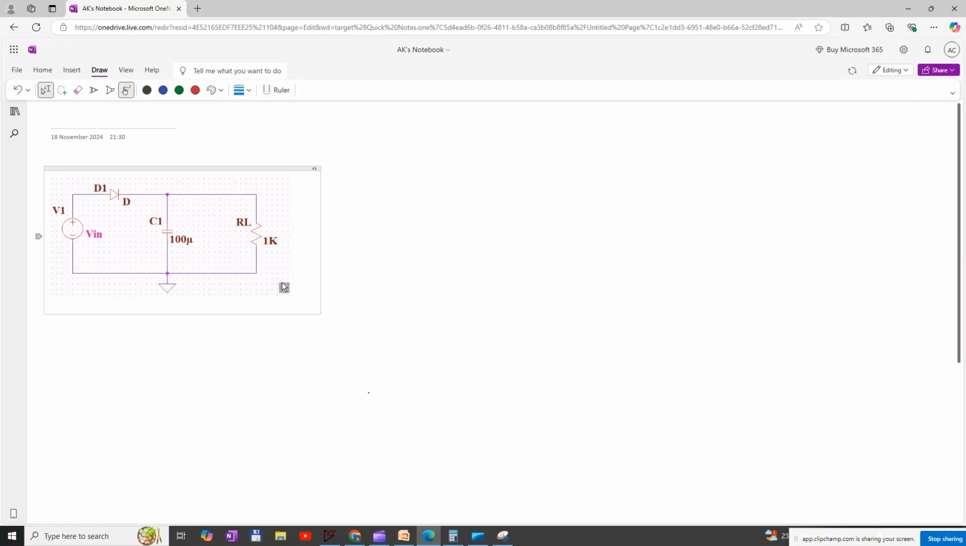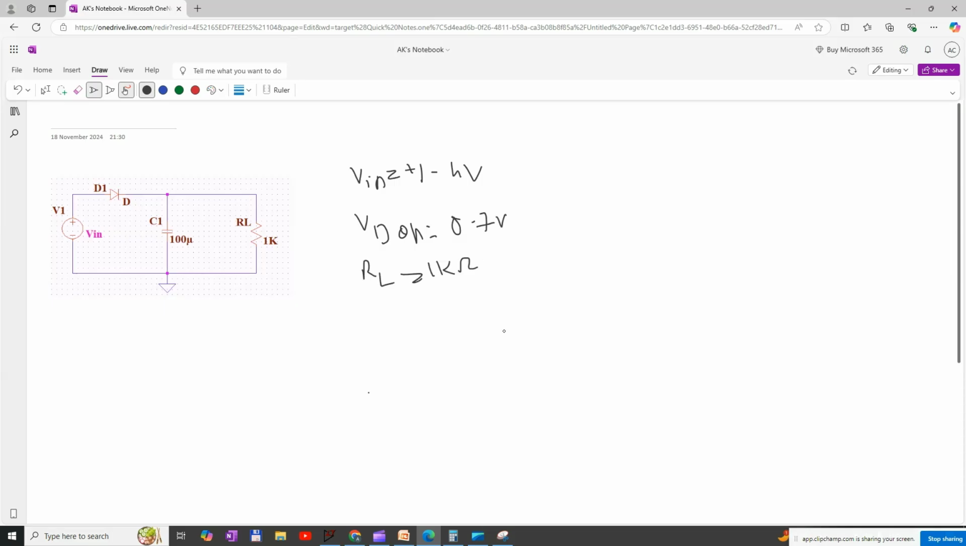Let us consider an example. Here we are considering Vin equal to plus or minus 4 volt, the forward voltage of the diode Vd on is equal to 0.7 volt, the load resistance RL is 1 kilo ohm and the capacitor C1 is 100 microfarad.